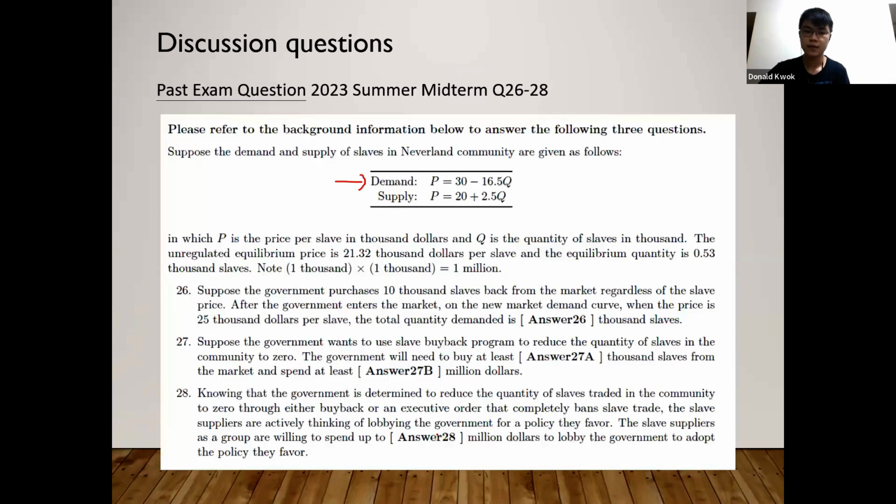So for question 27, if the government wants to use a slave buyback program to reduce the quantity of slaves in the community to 0, what would be the quantity of slaves to be bought and also the total expenditure? To reduce the quantity of slaves in the community to 0, we need to have a high price such that the community is buying 0 units. How high? The price has to be at least 30, such that the community is buying 0 units, right? The quantity demanded of the community will drop to 0 when the price is at least 30.